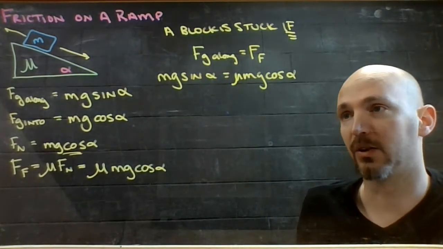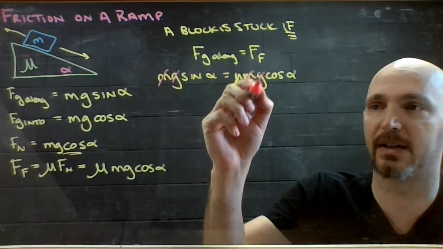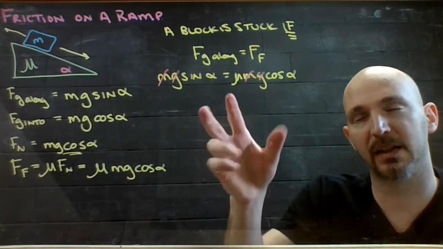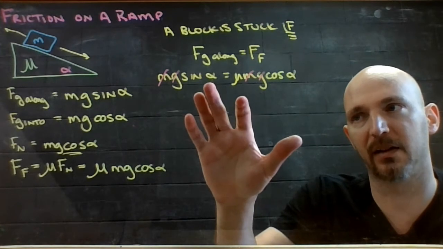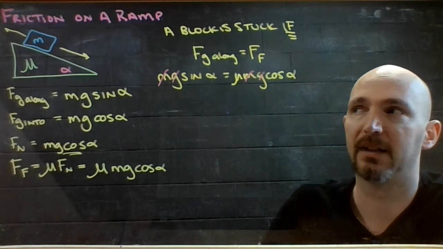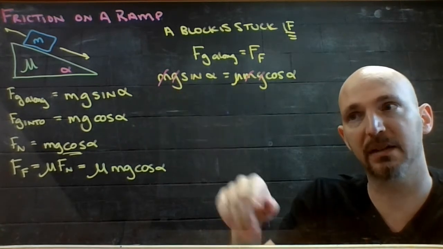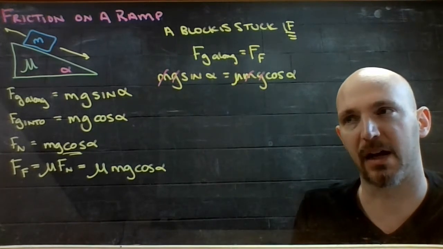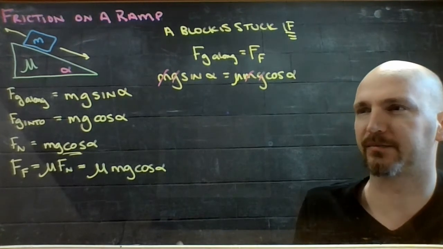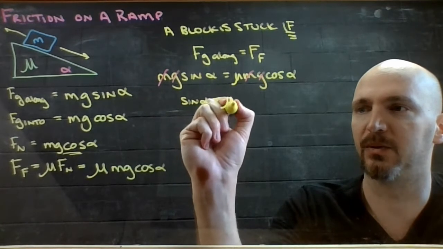Now, if I take a look at that, a few of these things are going to go away. So it looks like the m's divide out, and it looks like the g's divide out. So it doesn't matter how heavy this block is. The only thing that's left here are the angle that you tip the thing and how sticky it is. And that should sort of make sense, right? The stickier this is, the steeper the angle can be, and the size of the object doesn't matter. So if I write this with those things out of the way, I have sine alpha equals mu cos alpha.